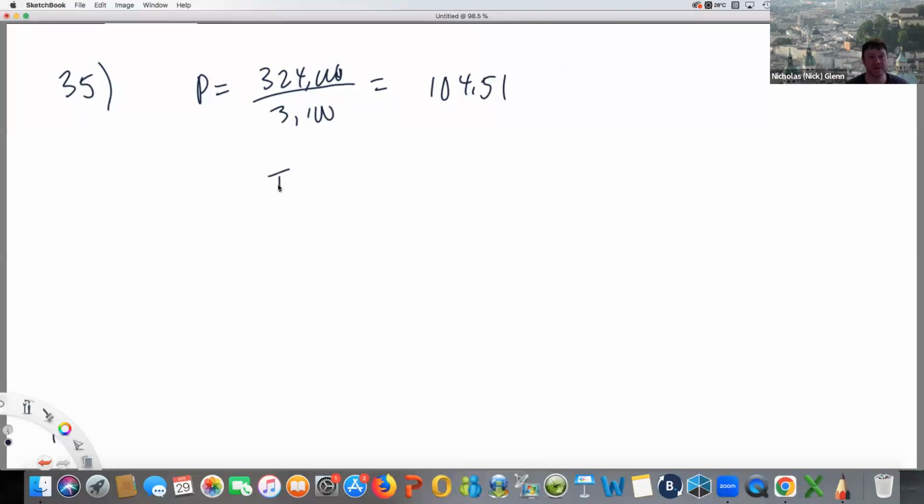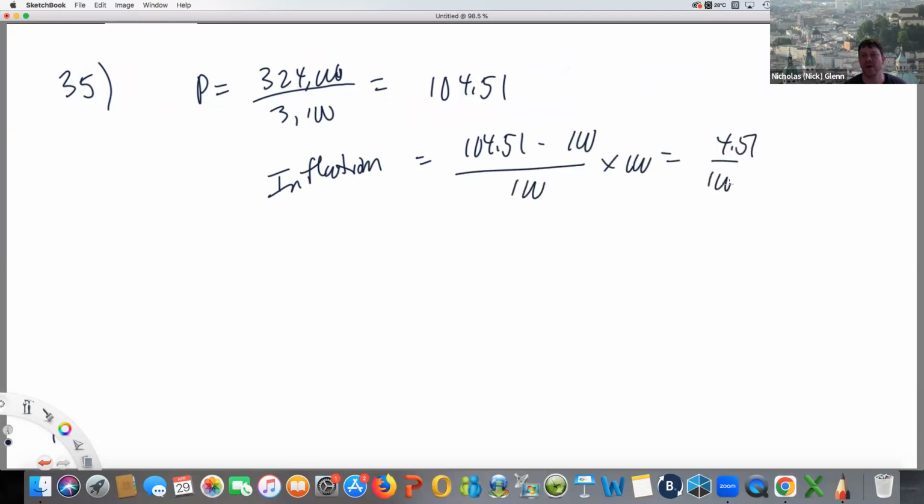So let's see what inflation is. 104.51 minus 100 divided by 100 times 100 was 4.51 divided by 100 times 100. Those cancel out. So it's going to give you 4.51%. And one of the options is 4.7. For some reason, I must have miscalculated the first time I did it. But anyway, so that's going to be C.